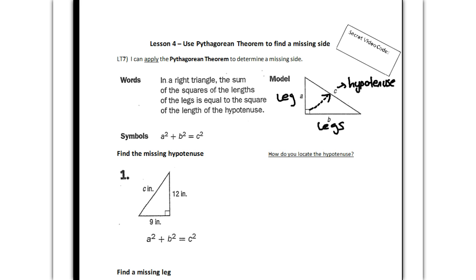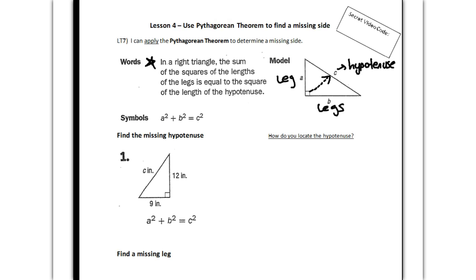So the fancy wording of all of it is, in a right triangle, the sum of the squares of the lengths of the legs is equal to the square of the length of the hypotenuse. And that's where we've seen so many times where we draw the squares, and those two squares add together to make the bigger square. It's a terrible picture, sorry about that.